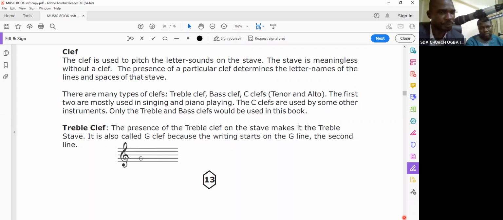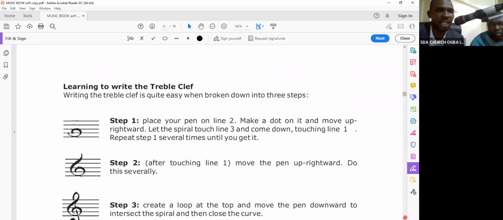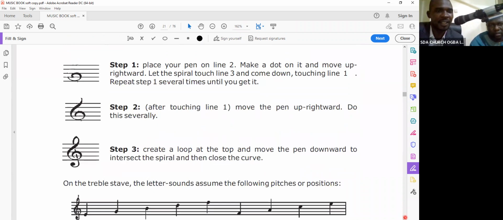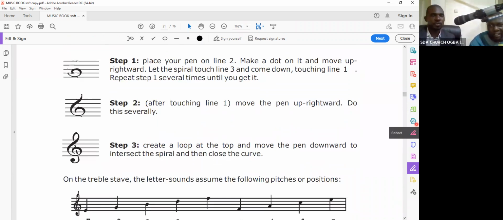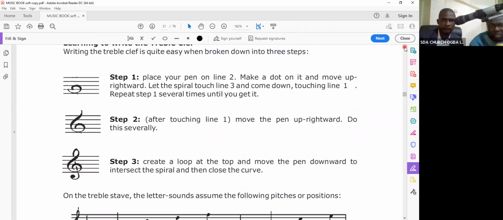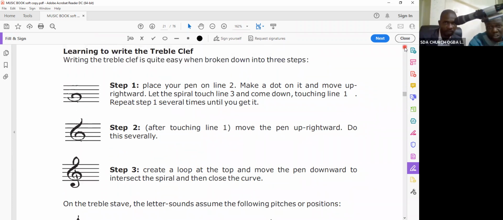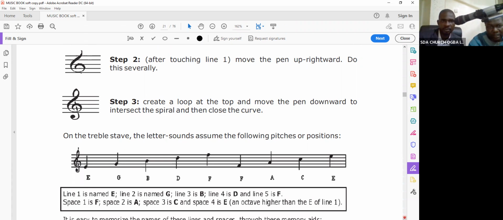So, the treble clef. The presence of the treble clef on the stave makes it a treble stave, as I have described earlier. So the presence of the clef on a stave, that is the treble clef, the G clef, is what makes us understand that that stave is a treble stave. This is just about how to learn to write the stave for those writing music exams. There are about 3 steps which you can read up on, on how to write the treble clef.